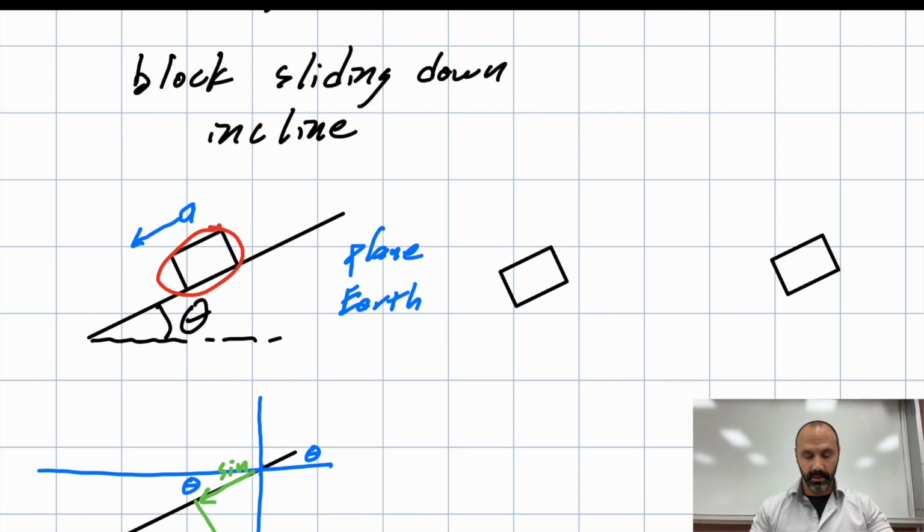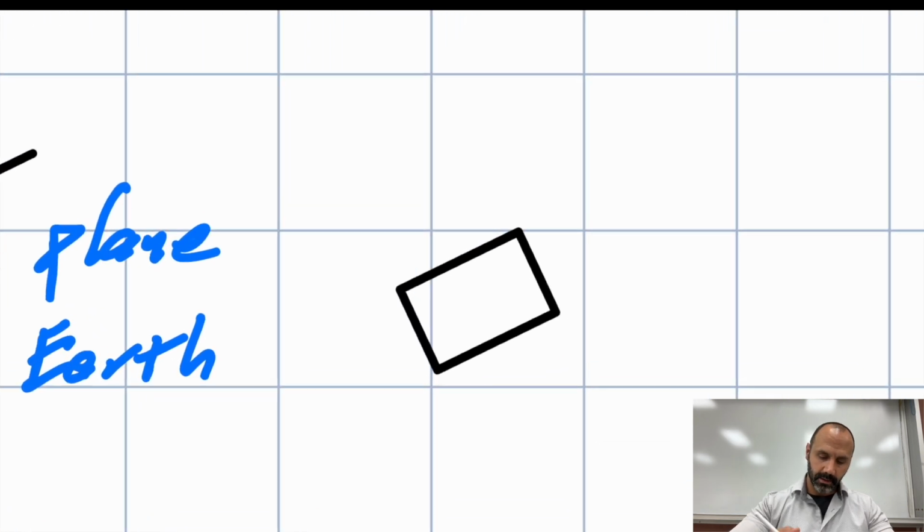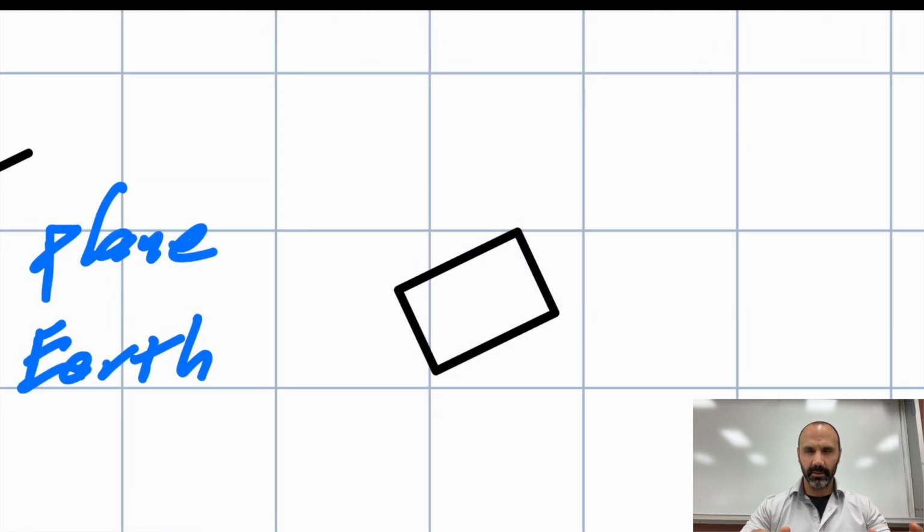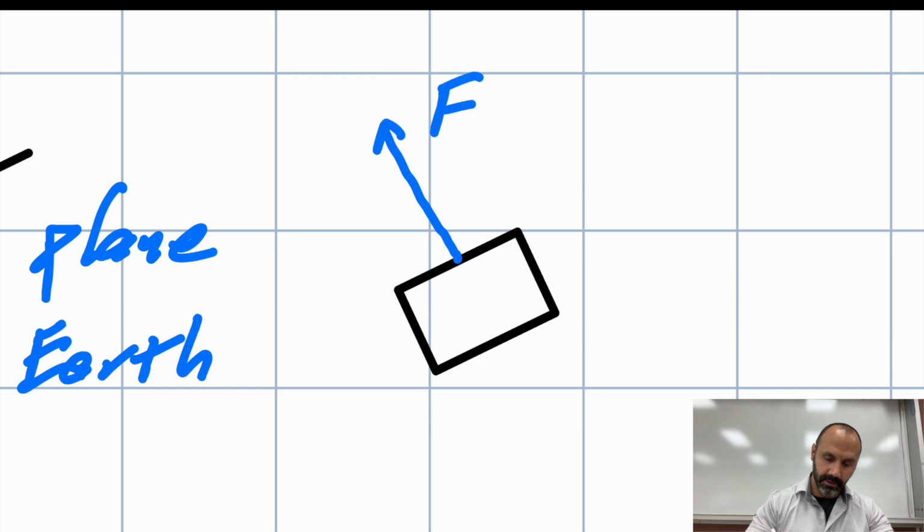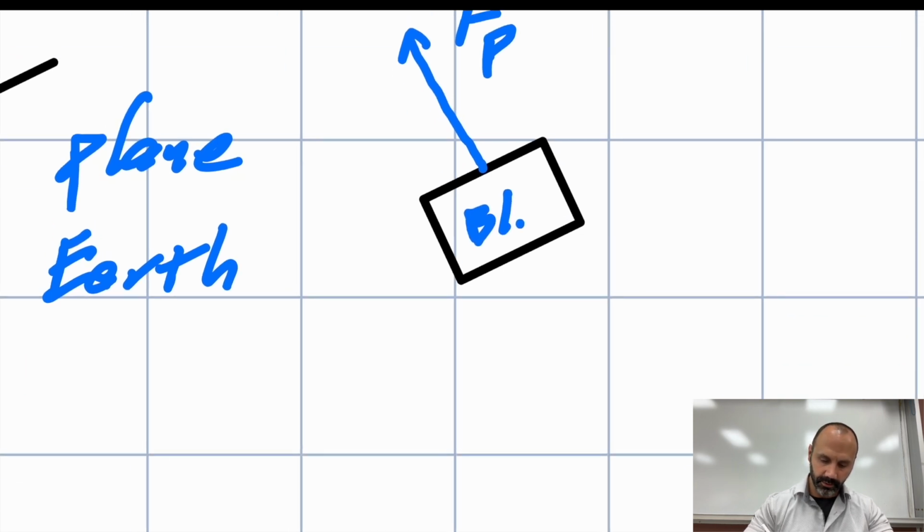Okay, so now how do I add these? The plane is exerting what we call a normal force. Normal just means perpendicular. It doesn't mean like average or anything like that. Normal is a kind of old vocabulary word for perpendicular, because when something's resting on a plane surface, the surface always pushes perpendicular to the surface. So I'm going to call this FP for the plane. This is just some block, right? So I'm going to label this block. And then also the earth is pulling down on this block, FE.